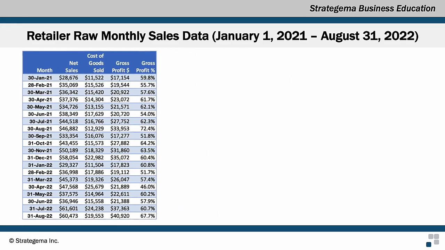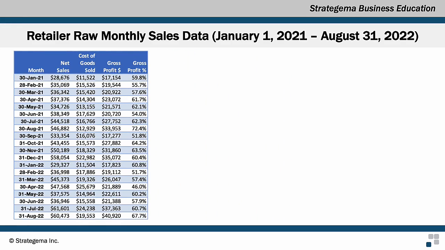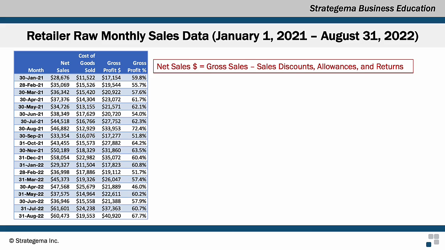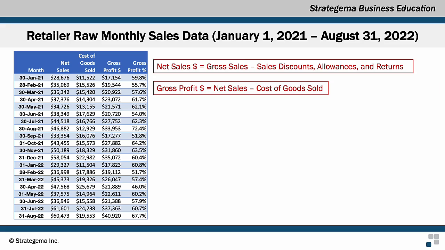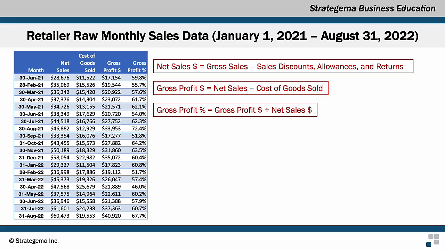In our example, net sales is calculated by deducting any sales discounts, allowances, and returns from gross sales. Gross profit dollars is calculated as net sales minus cost of goods sold. Gross profit percentage is calculated as gross profit dollars divided by net sales dollars.